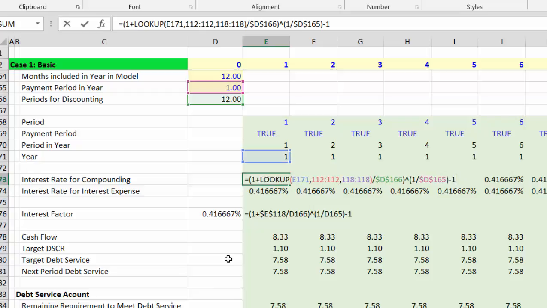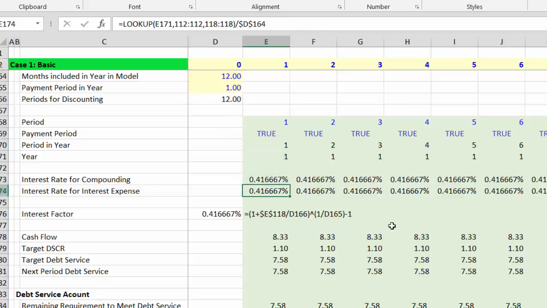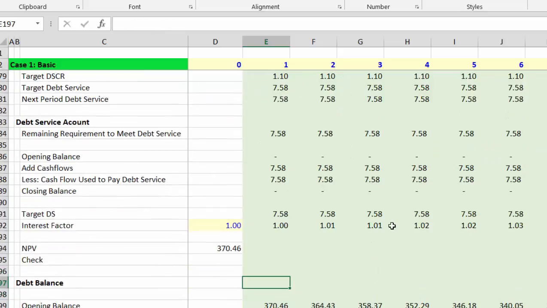Now, here we had this complicated formula: 1 plus the interest rate divided by the periods per year, raised to the power of 1 divided by the periods. So we're finally at that last question. This is just the monthly interest rate. If it's monthly, we do take out the compounding, so that formula is correct. To summarize, it's all working.